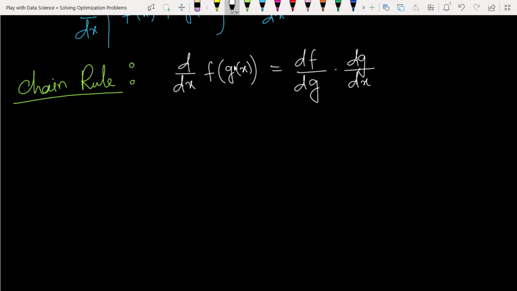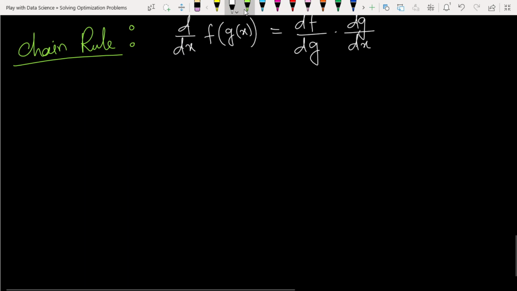Now going to its argument, what will be its argument? Its argument is now g, and the argument of g is x. So df by dx is equal to df by dg into dg by dx. Okay. Simple. Now to clear this concept, let's take an example.